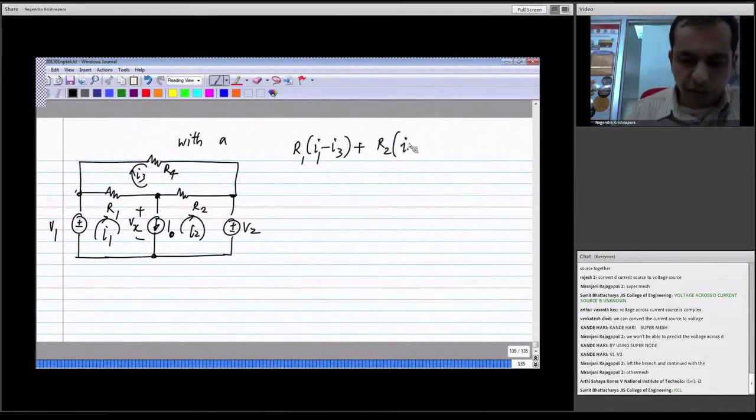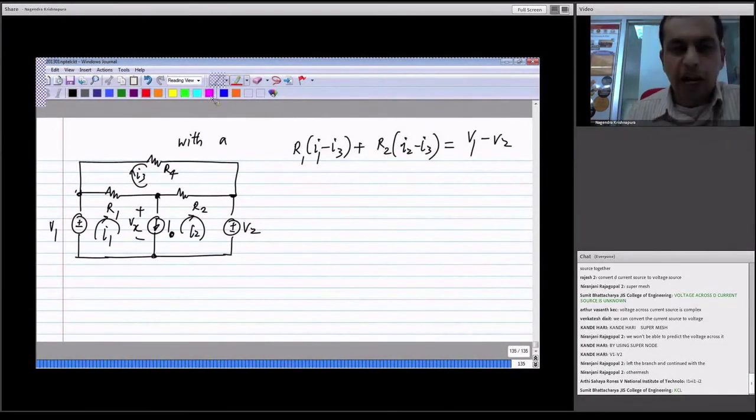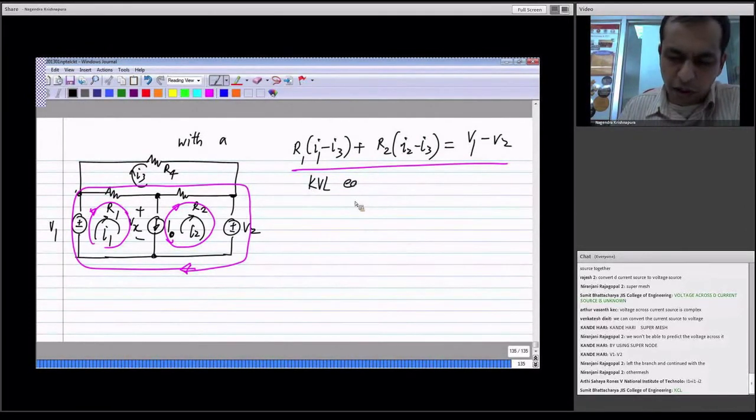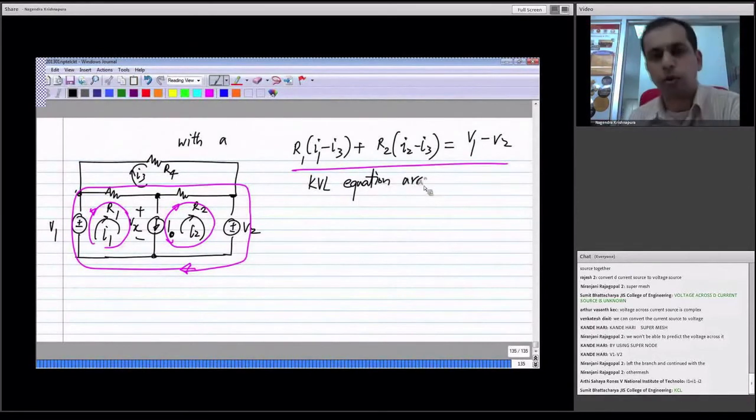If you observe, originally I had the KVL equation around this loop or this mesh, and the KVL equation around this mesh. So if I add the two, essentially what I have is a single KVL equation around this bigger mesh, which encloses the current source. Okay. This is nothing but the KVL equation around this bigger mesh, which is called a super mesh, in analogy to supernode.